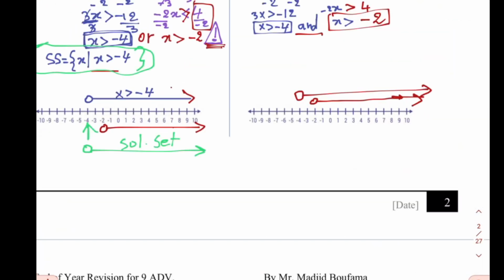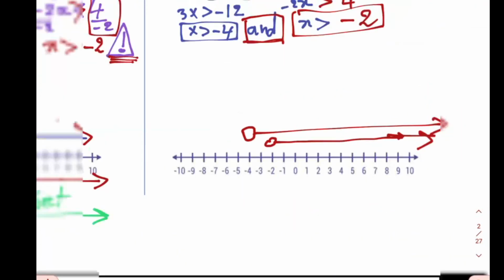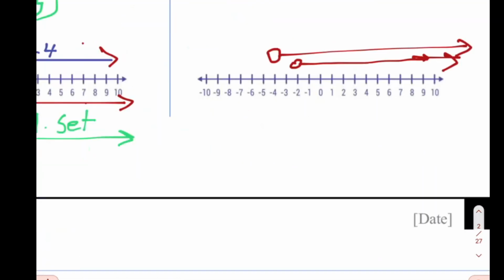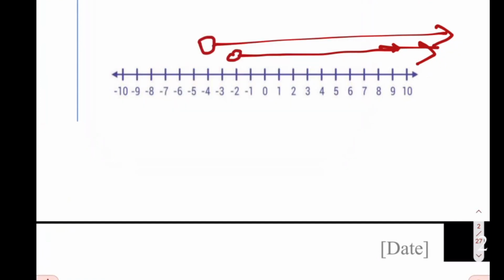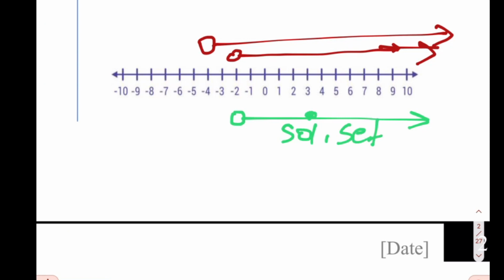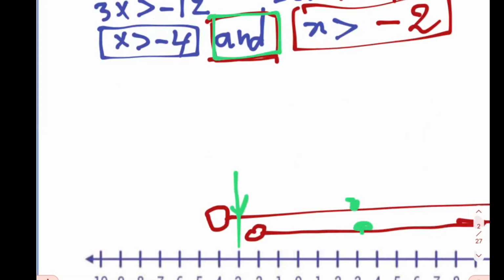Now, "and." What does "and" mean? Any solution of the inequalities should verify both of them. If you say verify both of them, we take the intersection. So what is the intersection? It's exactly this, from negative 2 and above. This is the solution set, because any value here verifies this one and verifies this one. But if you take, for example, this value, it doesn't verify the second one, because "and" means it has to verify both of them, not only one of them.